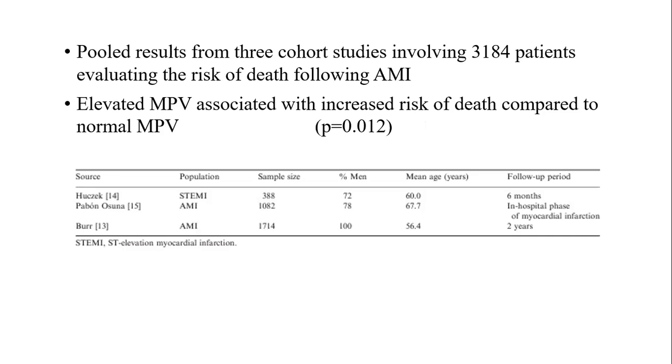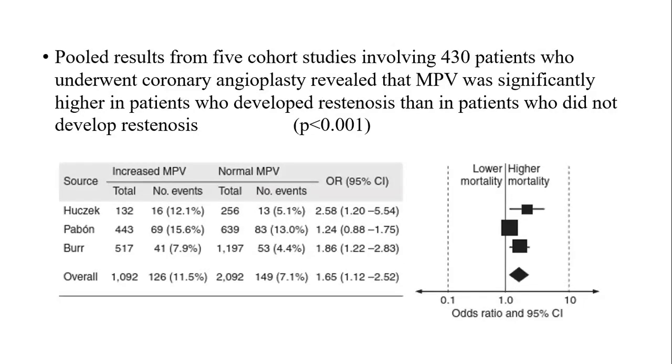With pooled results from 3 cohort studies involving 3,000 patients, they evaluated the risk of death following acute myocardial infarction. Here also, findings suggest that if there's an elevated mean platelet volume, there's an increased risk of death compared to patients with normal mean platelet volume on admission. Similarly, another study with pooled results from 5 cohort studies among patients who underwent coronary angioplasty found that those with a higher mean platelet volume during angioplasty tend to develop restenosis more than patients who have normal mean platelet volume.